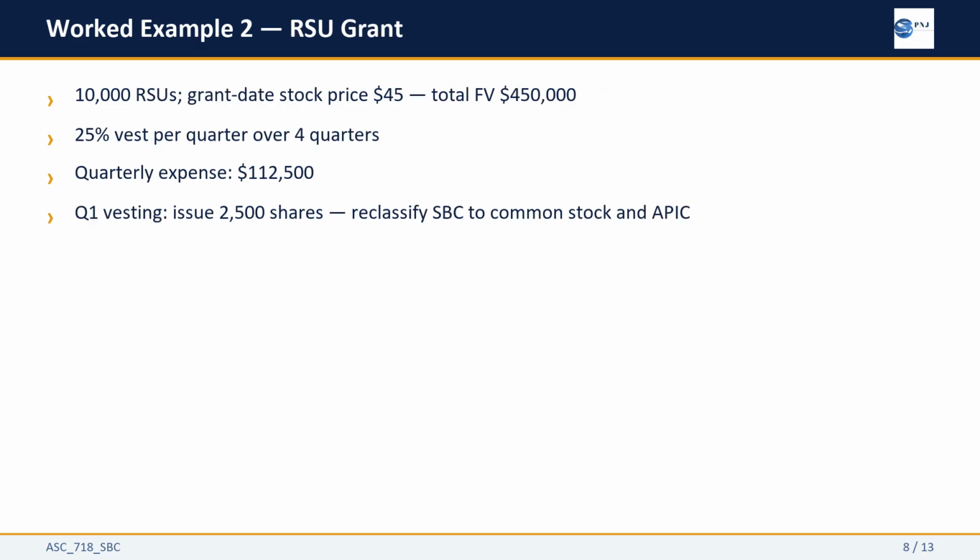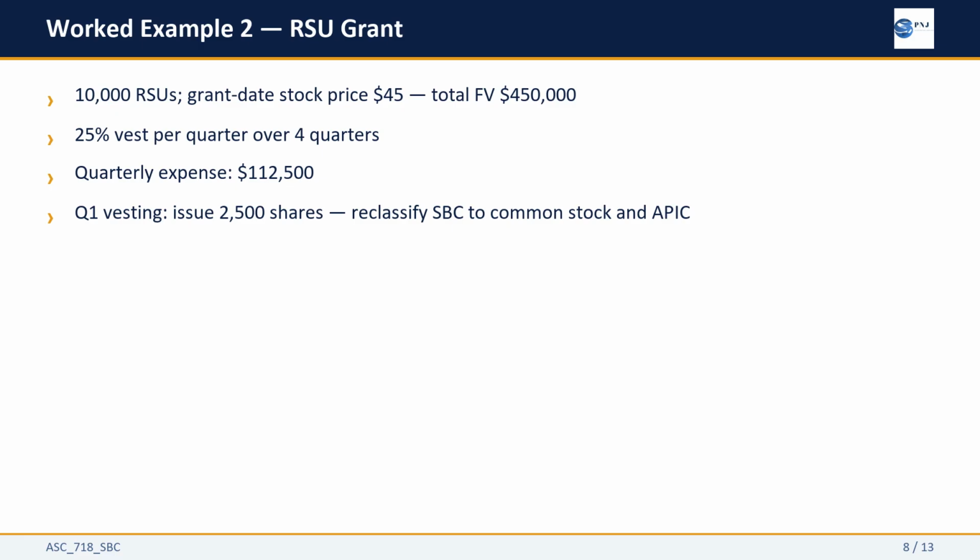The second example is an RSU grant with quarterly vesting. 10,000 RSUs at a grant date stock price of $45 gives a total fair value of $450,000. Vesting is 25% per quarter over 4 quarters, so quarterly SBC expense is $112,500.